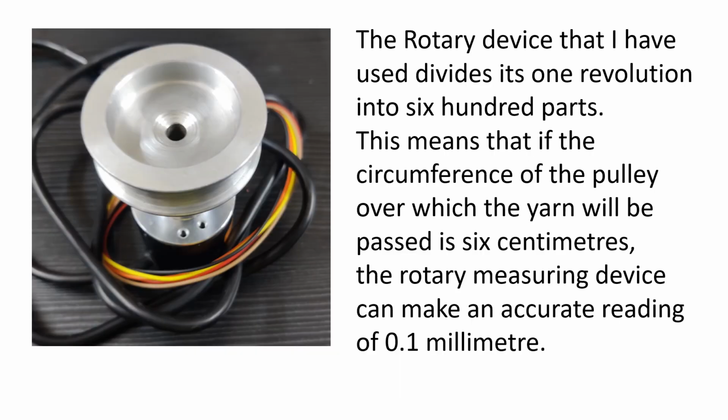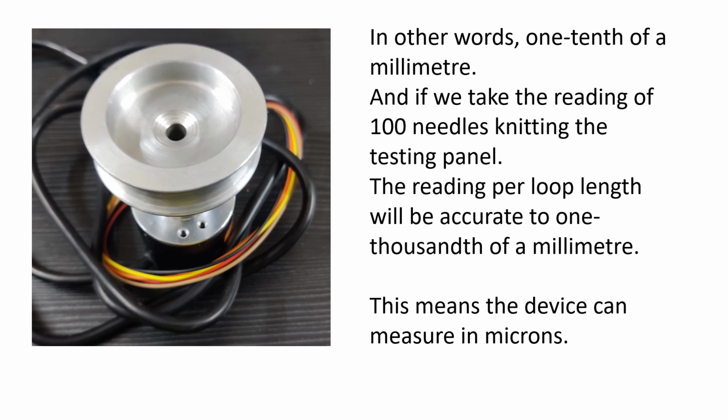The rotary device that I have used divides its 1 revolution into 600 parts. This means that if the circumference of the pulley over which the yarn will be passed is 6 centimeters, the rotary measuring device can make an accurate reading of 0.01 millimeter. In other words, 1/10 of a millimeter. And if we take the reading of 100 needles knitting the testing panel, the reading per loop length will be accurate to 1/1000 of a millimeter. This means the device can measure in microns.